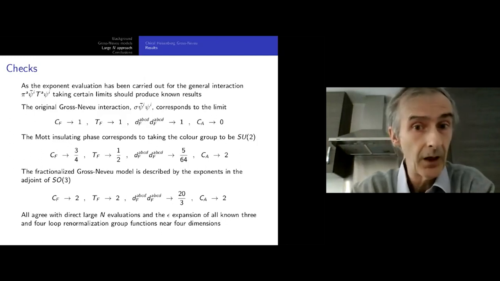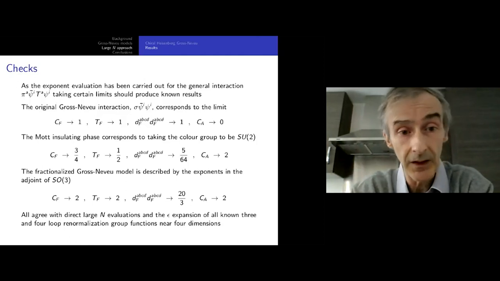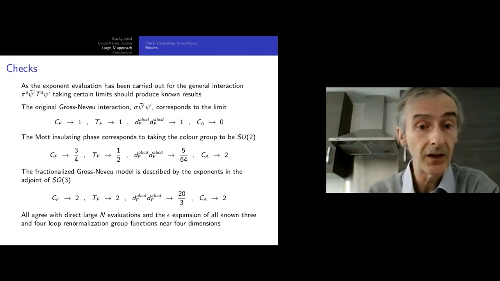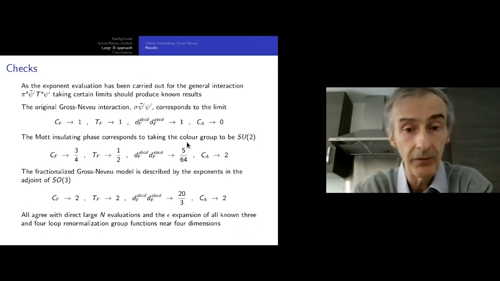So I reproduce everything that was known before in the Gross-Neveu model by taking that limit from the results I presented today. The other results that have been known is the SU(2) model, the insulating phase structure, which is slightly different. It's SU(2), so it's still non-abelian, so it's 3/4 to 1/2. CA goes to 2, but the group Casimir goes to 15/64. That reproduces what I had before.